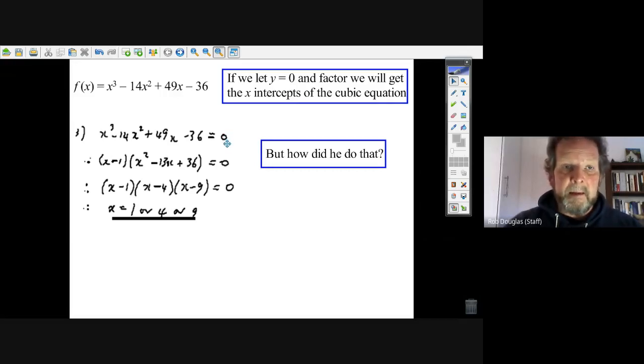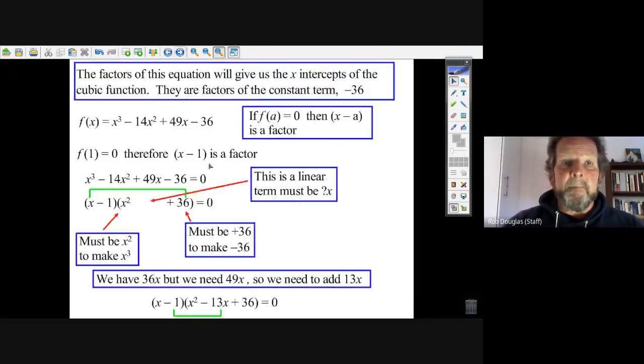But then he wrote down x minus 1, and then he wrote x squared minus 13x plus 36, and then he factored that. But how did he do that? Well, there's something called the factor theorem. Now, let me show you this. The factors of this equation, if we can factor this, we're going to be able to find the x-intercepts really easy. And the way we get at those factors is we start by looking at the constant term, this 36.